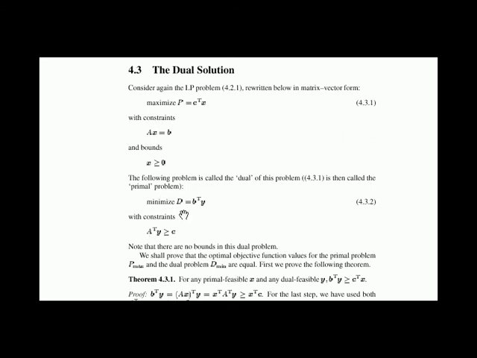Dual problem is minimize, notice not maximize, but minimize B transpose Y with A transpose Y greater or equal to C. Notice the roles of C and B have been switched here. In the primal problem, B is the right-hand side vector. Here it's the coefficients of the objective function, and C is now the right-hand side.